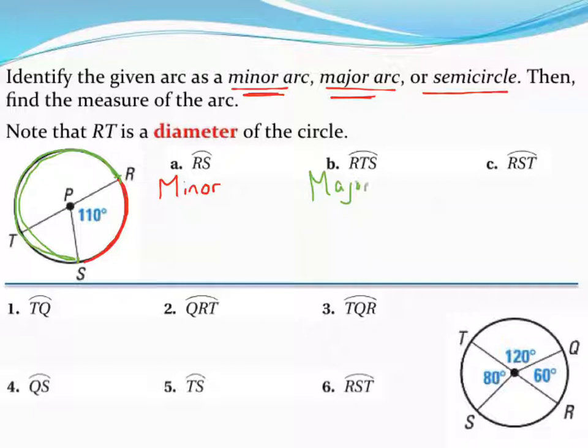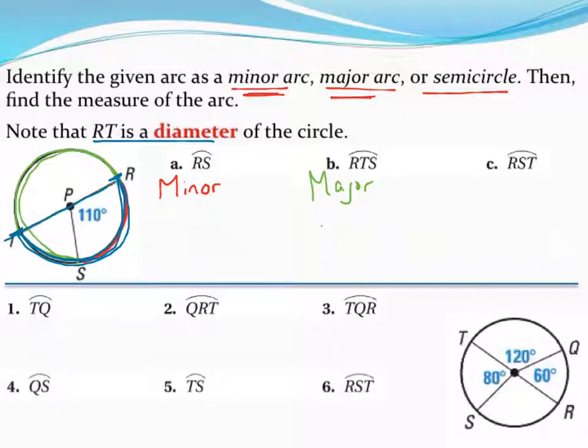And lastly, we have arc RST. Not the same thing. This time I want to start at R and end at T, passing through S along the way. Now that does indeed look like a semicircle, but I shouldn't go just by looks. There's one more piece of this problem that confirms that that was indeed going to be a semicircle, and that's the fact that RT is a diameter.